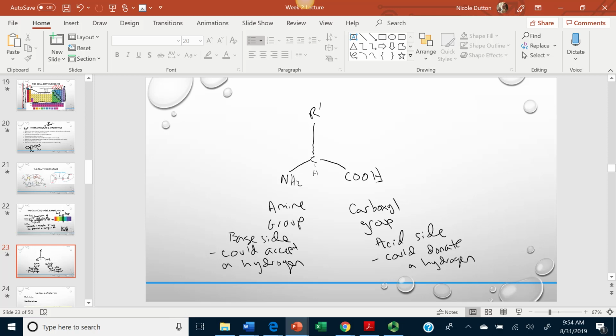So why does this matter? Well, your entire body is made up of proteins. And if each amino acid has the potential to serve as a mini buffer system, then that will greatly increase the likelihood that we won't change our pH inside of our cells and our enzymes can continue to function properly. This side can accept a hydrogen, this side can donate a hydrogen. So if we're ever in a situation where there's too many hydrogens, this side will accept it for us. And if we're ever in a situation where there's not enough hydrogens, then this side can donate it for us.